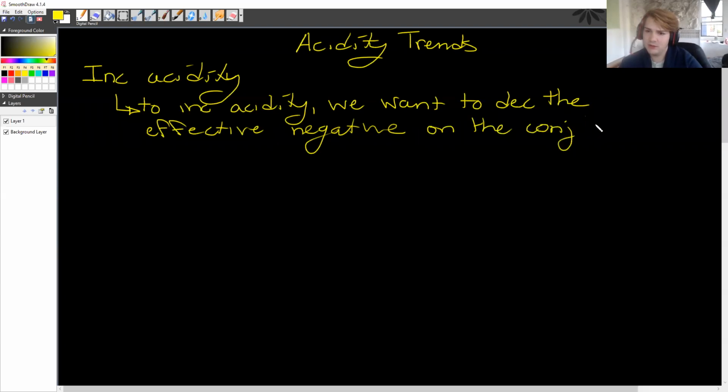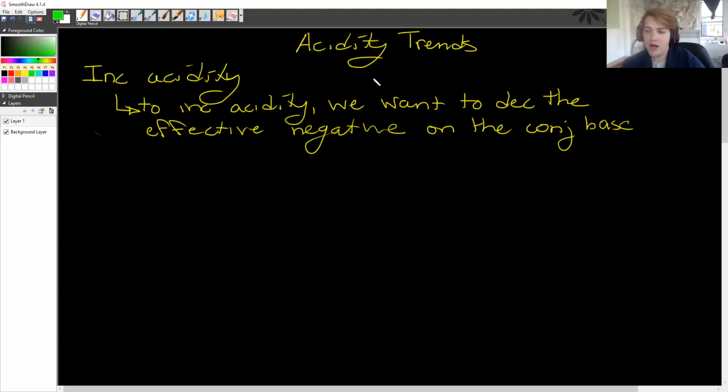Have we done this together? Maybe a little bit? Can't remember if we did or not, but it's a good review. I think we did the inductive effect together, but it'll be good to go through the rest of them. Cool. So this is the basis of everything that we're talking about, right? We're talking about decreasing the effective negative charge on the conjugate base.